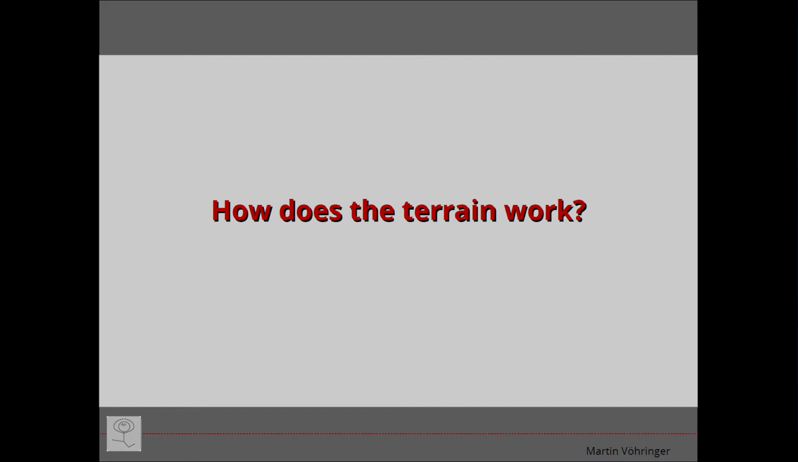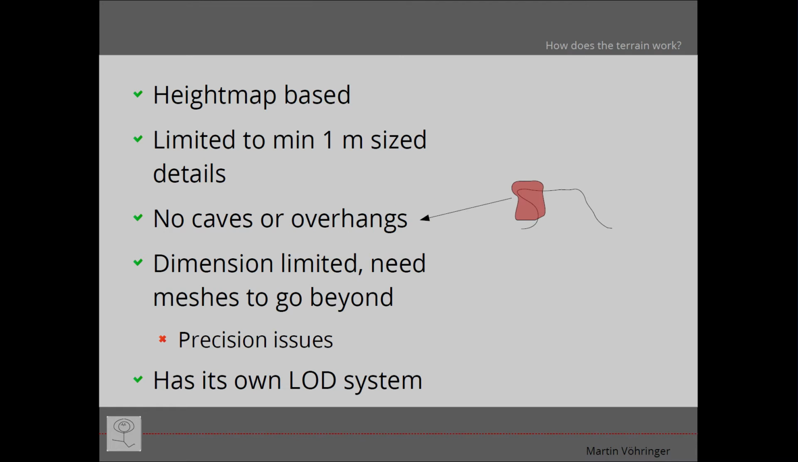Now how does the terrain work in general? The terrain inside Lumberyard is height map based, which means you have a texture where each pixel corresponds to a certain amount of meters in the terrain. And this means that you have a limited detail size, and that means you cannot paint details that are below 1 meter in size. You also cannot have caves or overhangs.